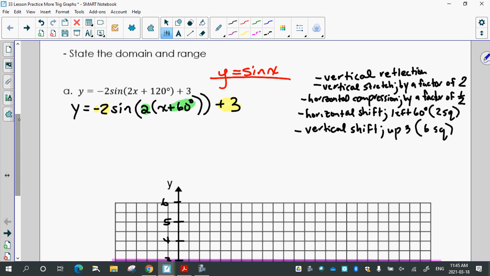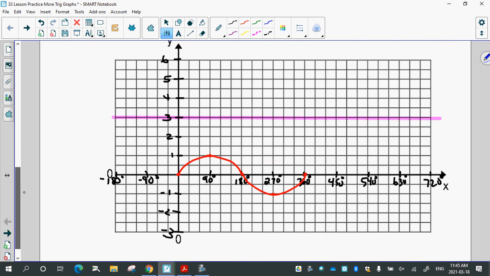All right, so I go to my graph, and I'm starting with my first point here. Vertical reflection, well, I'm right on the axis, so I can't do anything with that. Or my vertical stretch by a factor of 2. Or my horizontal compression by a factor of 1/2. I can do my horizontal shift left 60, which is 2 squares, and the vertical shift up 6 squares, which puts me right here. Started on the central axis, ended on the new central axis, so that's a win.